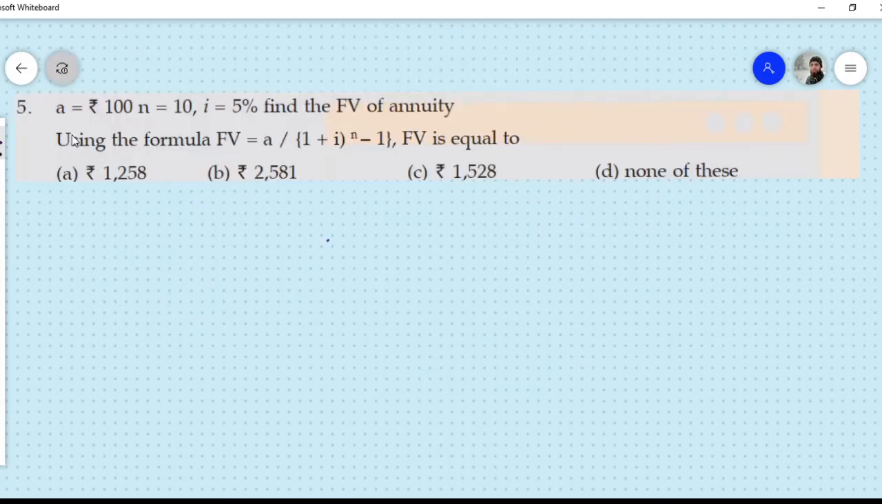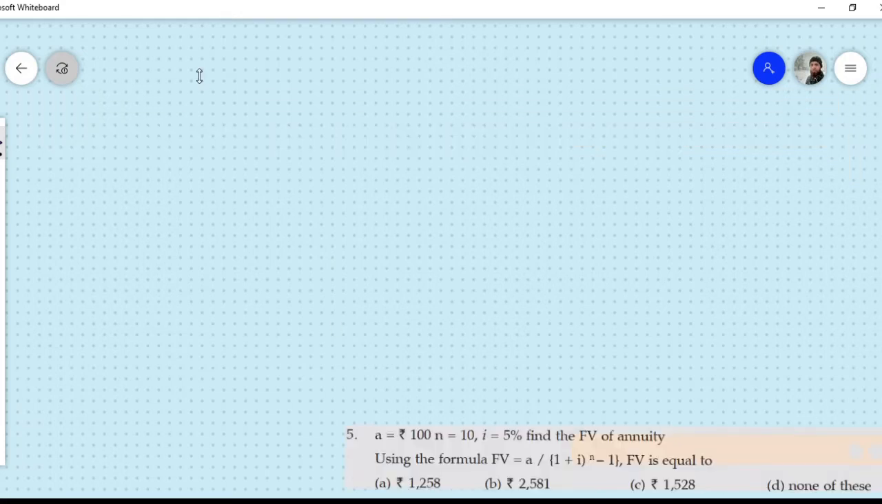Question number 5. A is given as rupees 100, n is 10, I is 5%. Find the future value of the annuity. Using the formula, future value is equal to A divided by I into 1 plus I power n minus 1. Since A is given as 100, n is 10, I is 0.05.